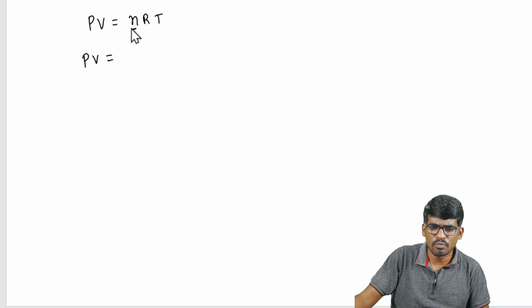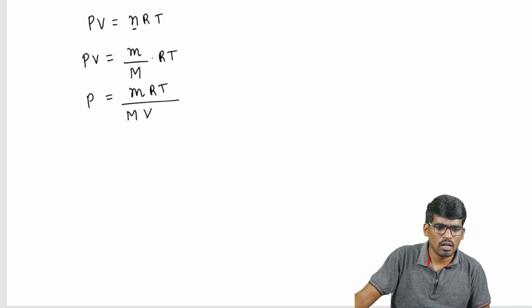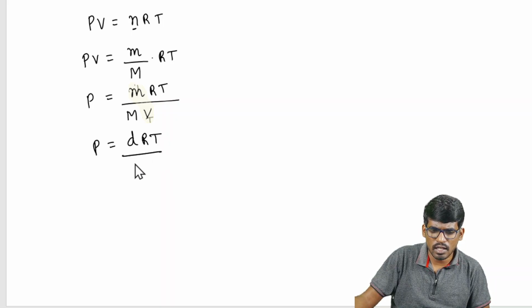PV is equal to number of moles, which is nothing but given mass by molar mass, into RT, isn't it? So P is equal to mRT upon M into V. But you are well aware that this mass upon volume can be replaced as density. So P is equal to dRT by M, where M is molar mass and d is the density. So d is equal to PM by RT.